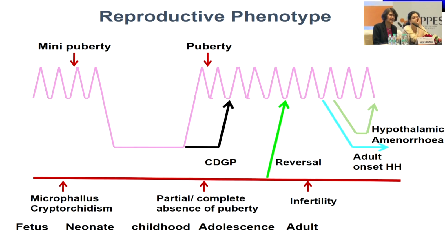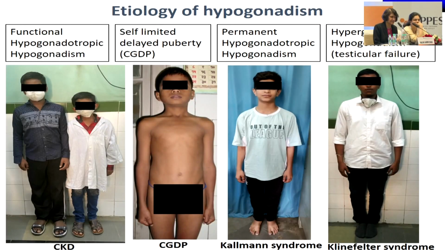Hypothalamic amenorrhea is also put together under the same spectrum of differential presentation of delayed or arrested puberty in an individual. These are the four common groups of causes that we deal with. The two central causes are delayed puberty, which is self-limited delayed puberty, or the permanent state of hypogonadotropic hypogonadism, which works as the closest differential diagnosis.